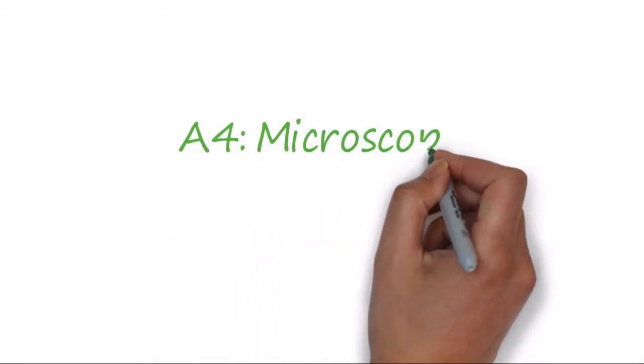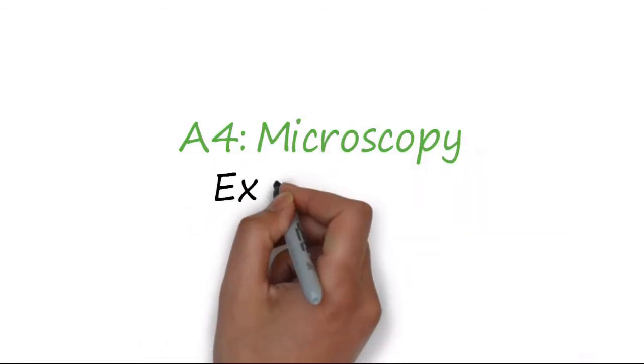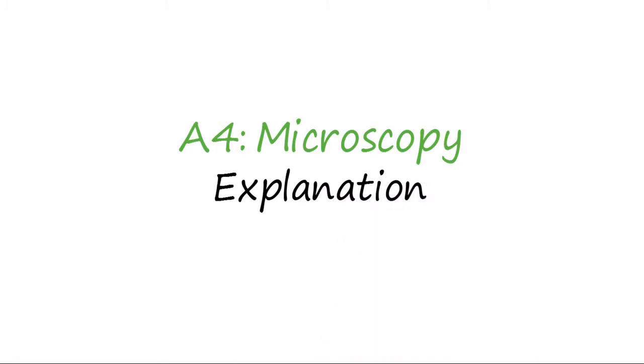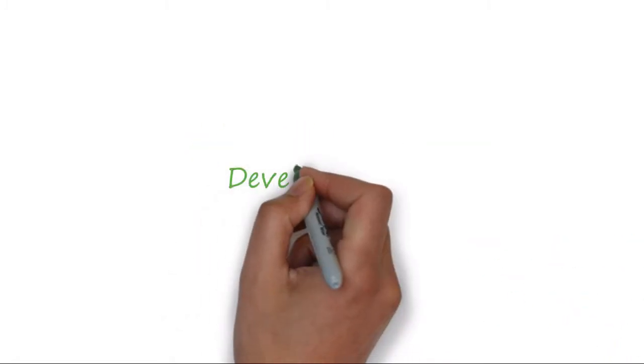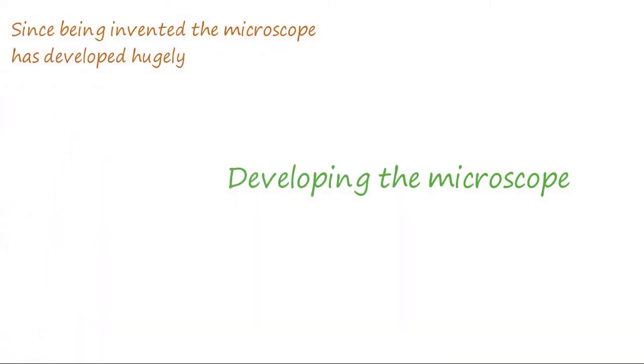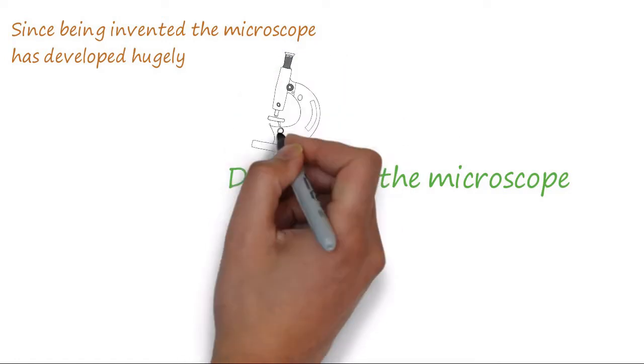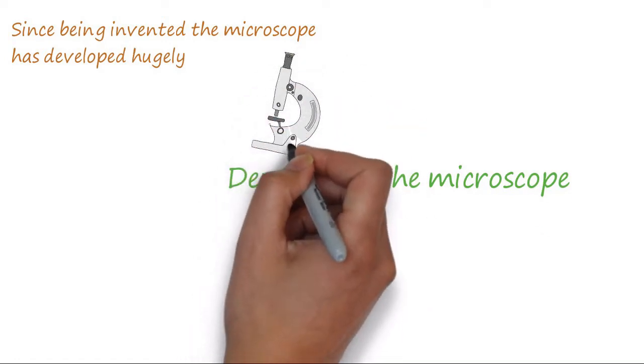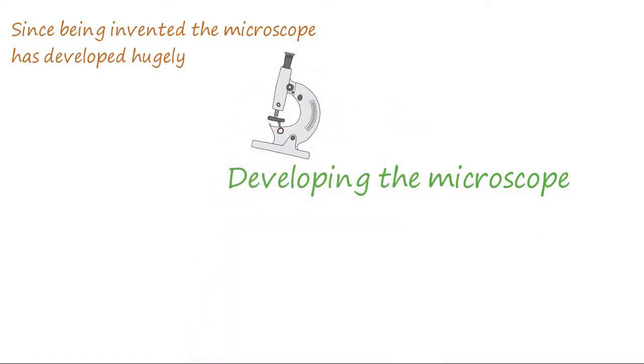For your specification, you need to be aware of how microscopy techniques have developed over time. The light microscope was first invented by Zacharias Janssen and his son Hans in 1590, and in 1609 Galileo began work on creating a better microscope. Since then, the light microscope has developed massively, and we now have light microscopes that can magnify up to 2,000 times. But most, if not all, of the microscopes you will come into contact with will only magnify several hundred times.